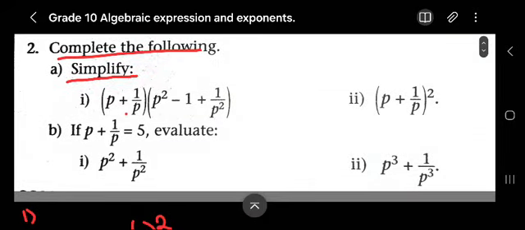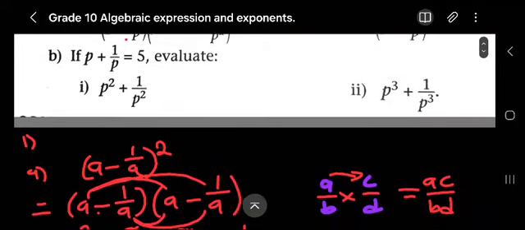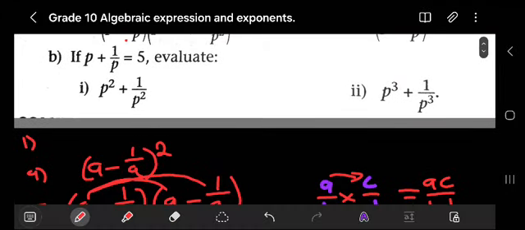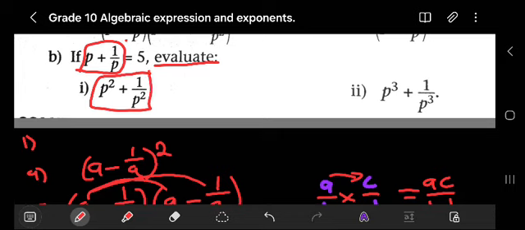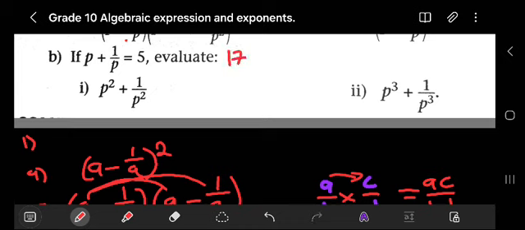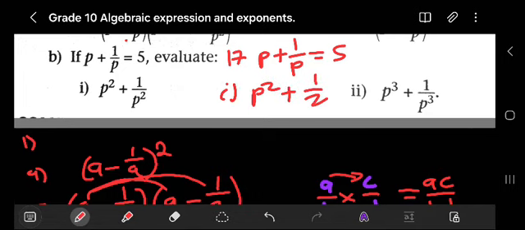Okay, now, guys, how cool is this? You come to b now. B says if we are given that p plus 1 over p is equal to 5, find out the value of p squared plus 1 over p squared. What will be the value of that if we're given, guys, that p plus 1 over p is equal to 5?